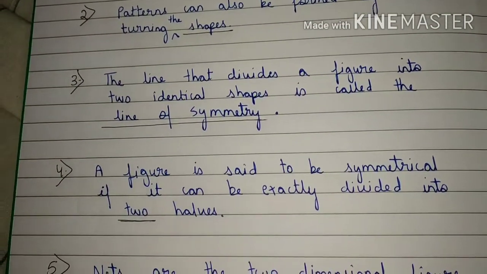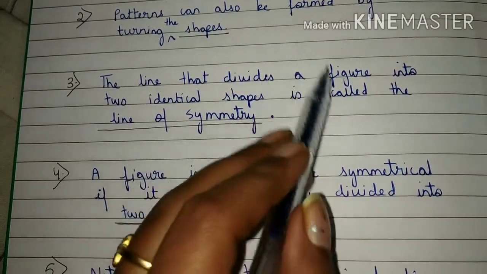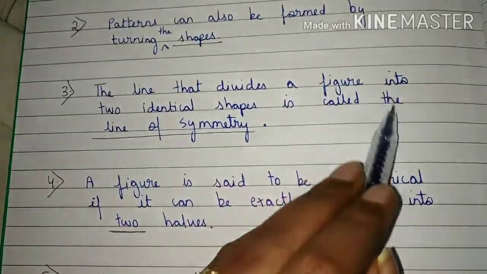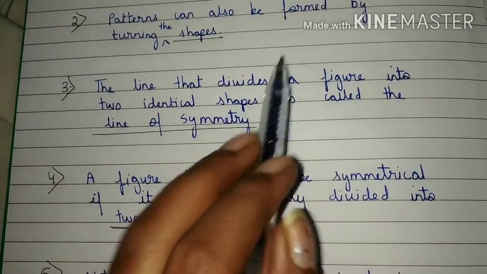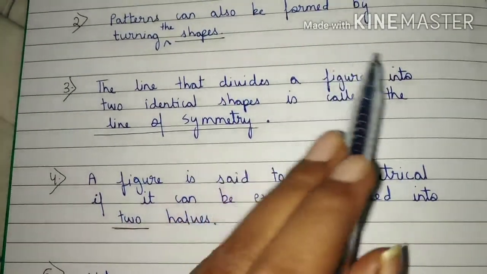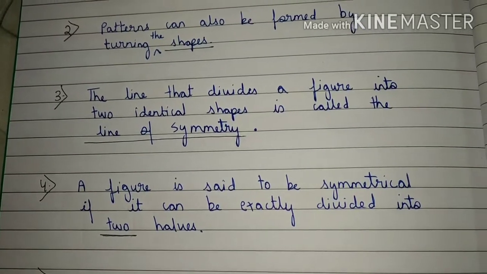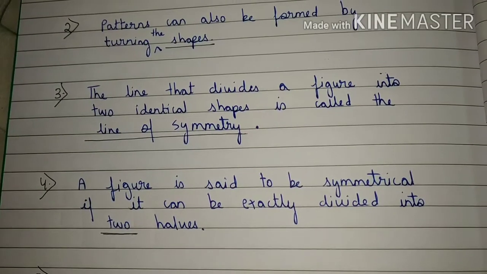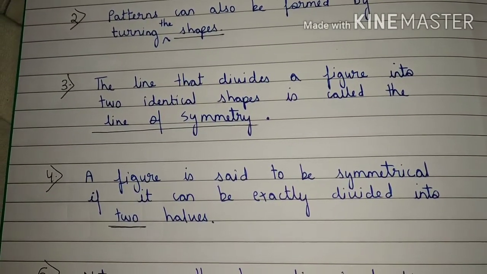Students, now come to question number 3. The line that divides a figure into two identical shapes is called the dash. The line that divides a figure into two identical shapes is called the line of symmetry. Now students, I have told you that the line that divides the figure into two equal parts is known as line of symmetry.